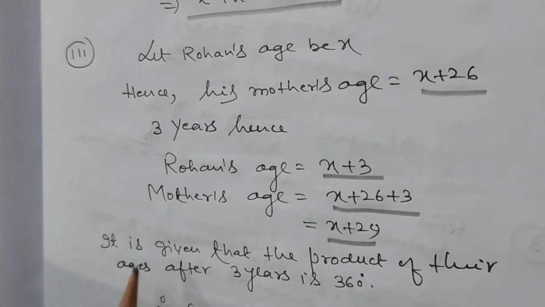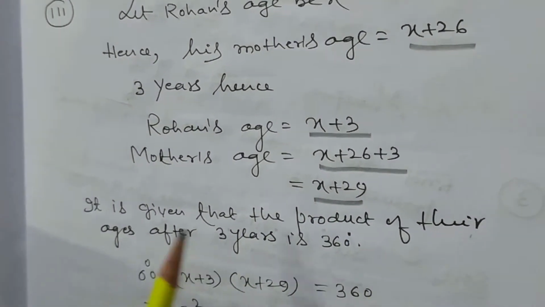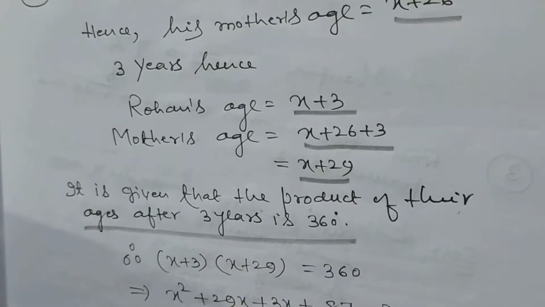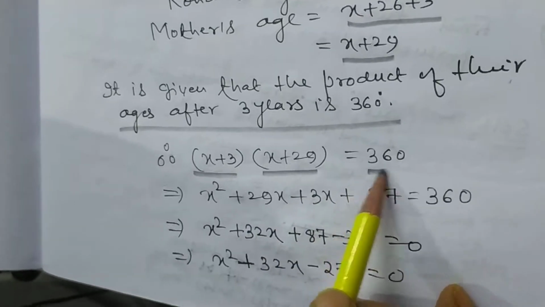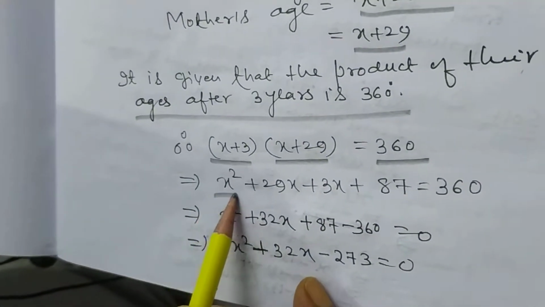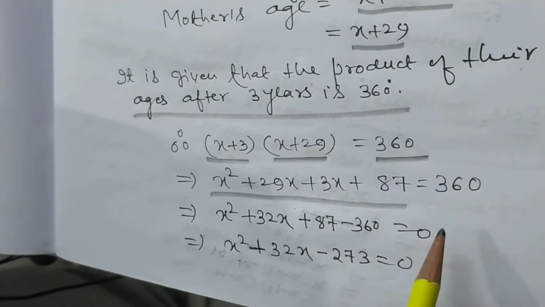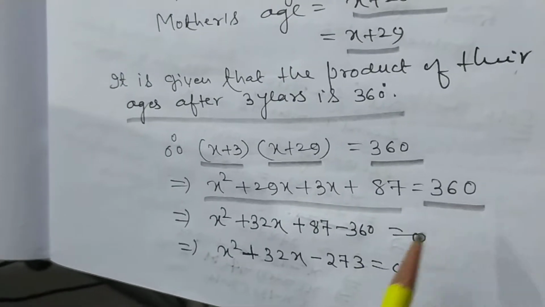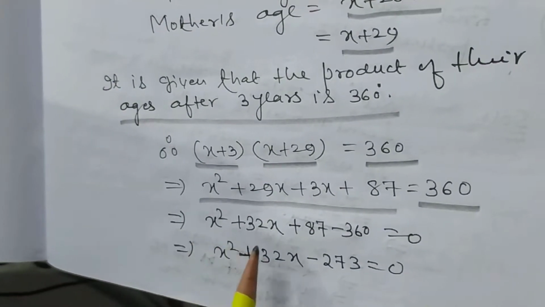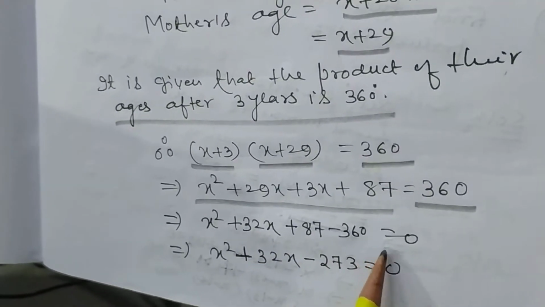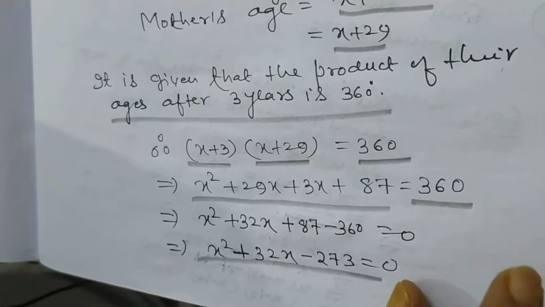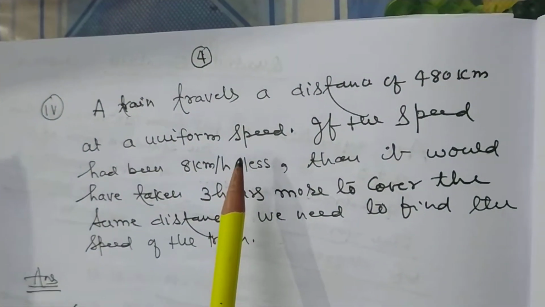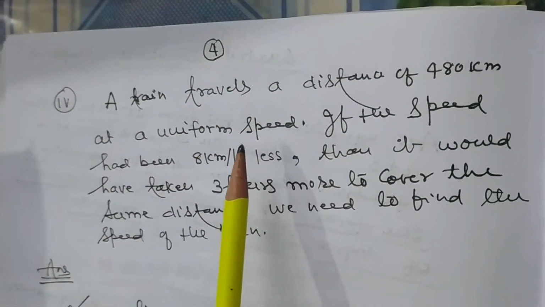That is x plus 29. It is given that the product of their ages after 3 years is 360. So (x plus 3) into (x plus 29) is equal to 360. So x square plus 29x plus 3x plus 87 is equal to 360. So x square plus 32x plus 87 minus 360 is equal to 0. So x square plus 32x minus 273 is equal to 0. In this way, we can convert this problem into the form of an equation.